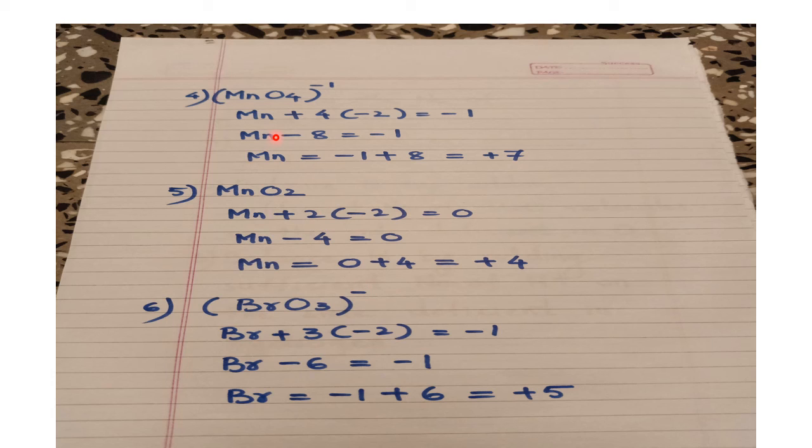Now MnO4 minus 1, same rule. Mn equal to plus 7. MnO2, this is not an ion, this is a molecule. So in the molecule, algebraic sum of all the ON equal to 0. If it is an ion, charge on the ion. If it is a molecule, neutral, 0. So Mn we don't know, Mn as it is, 2 into minus 2 equal to 0. So simplify, Mn minus 4 equal to 0. Therefore Mn equal to plus 4. In the same way, this is an ion, total charge on the ion, and bromine is in the plus 5 state.